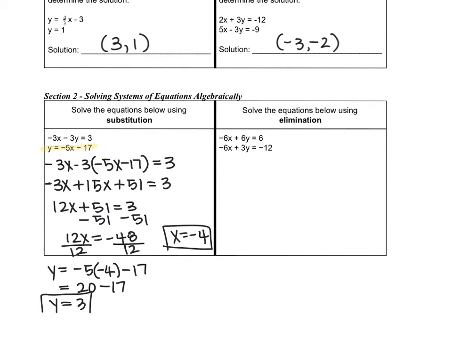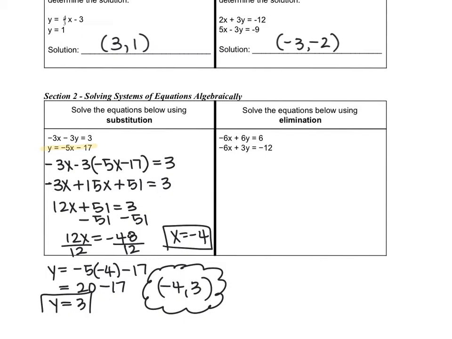On a short answer question, you are more than welcome to leave your final answer in this form, x equals, y equals. You can also write it as a point, -4, 3. Just make sure you remember to put parentheses around your point and you write it in the correct format, x, y. So next we're going to take a look at an example of elimination.